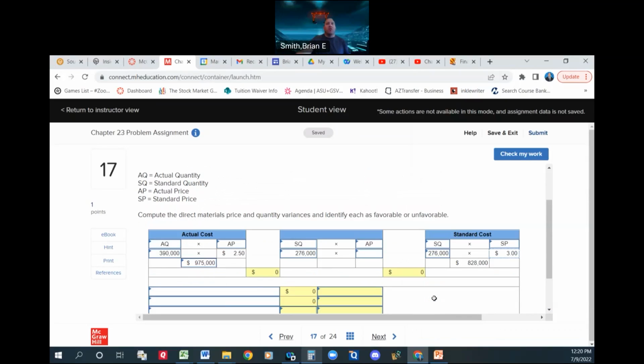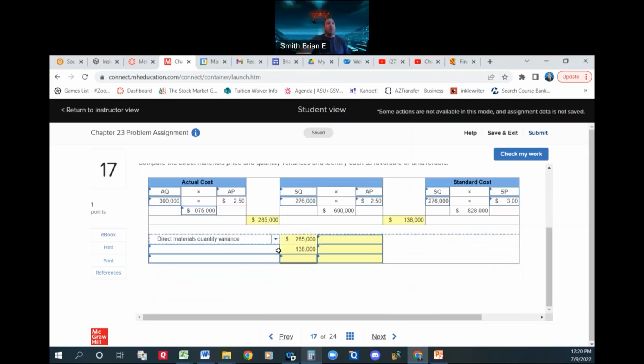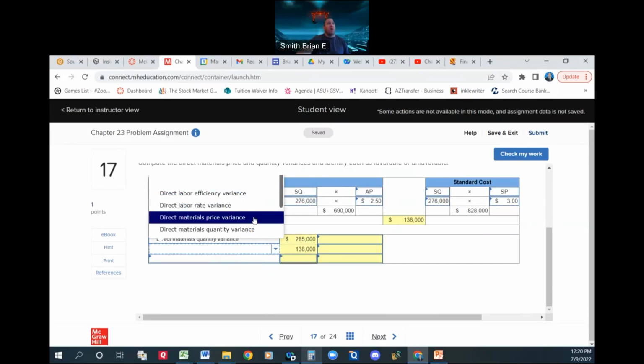All right, so there's what we got so far. And then our actual price should be this 250. So here we go. We have 285,000. Which one is this one? Is this our price or our quantity variance? Well, it's our quantity variance because it is changing the quantity. So we're looking for our direct materials quantity variance. This is our direct materials price variance.